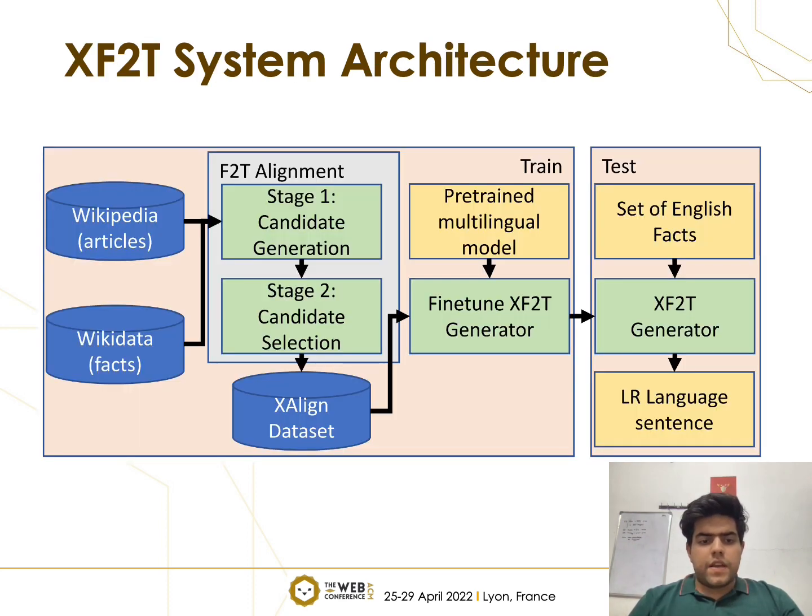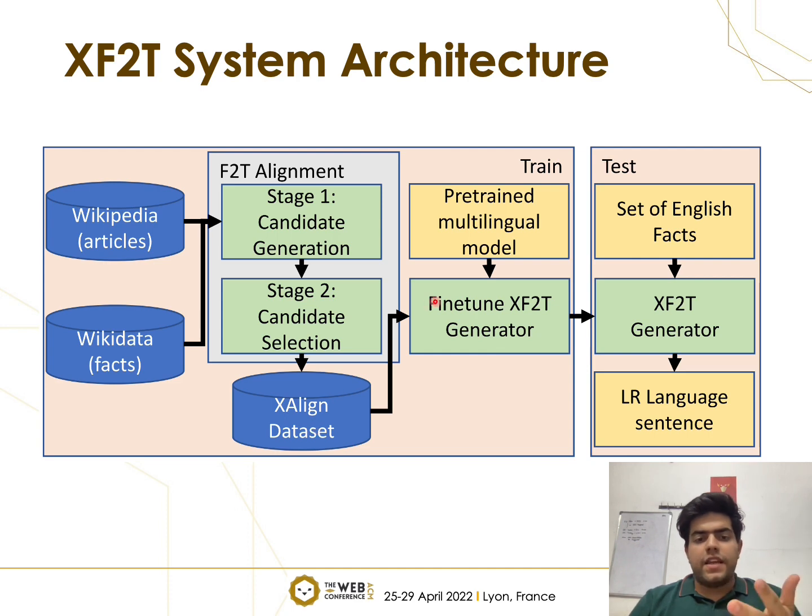So the system architecture is shown here. We start by extracting descriptive sentences belonging to different languages from their corresponding Wikipedia. Then English facts are extracted from Wikidata. These sentences and facts act as input to our stage 1 aligner. The output of stage 1 aligner, which is basically the top 10 facts for every given sentence, acts as input to the stage 2 aligner. After this, we finally obtain our XAlign dataset.